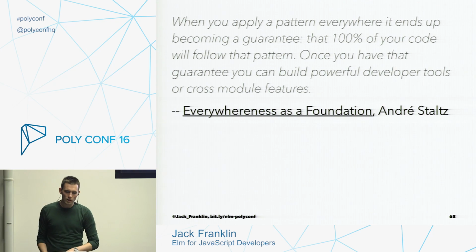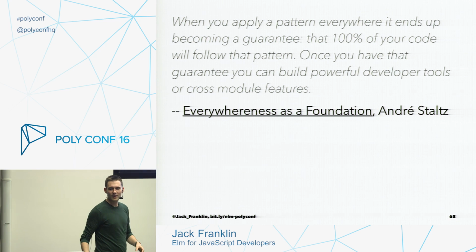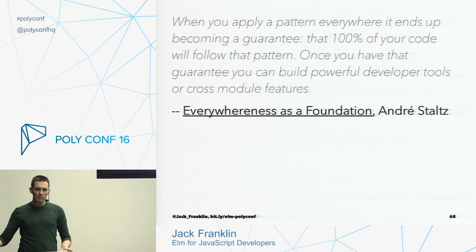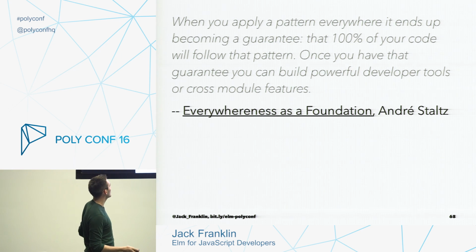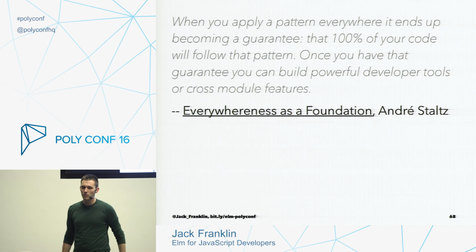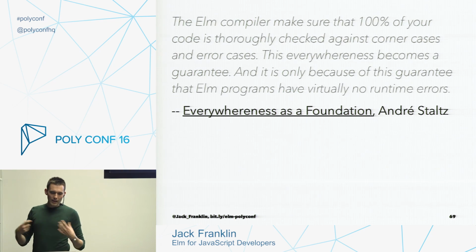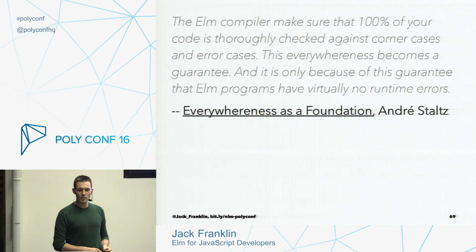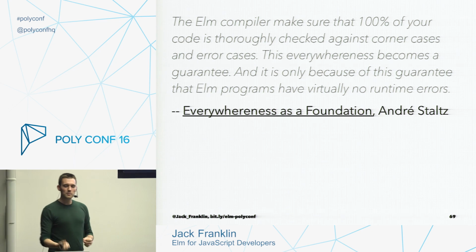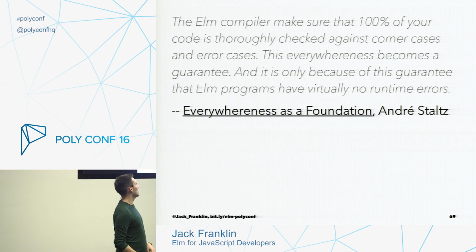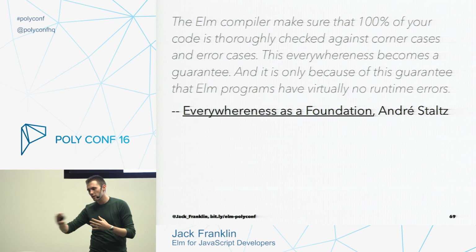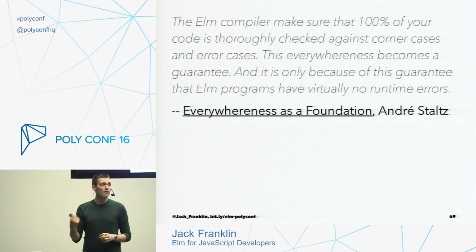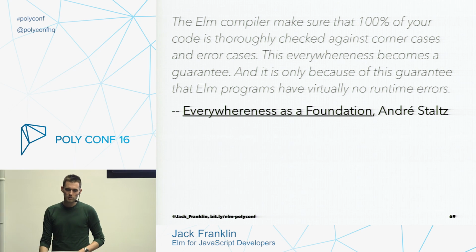And that is pretty bad contrast. Again, another blog post by this guy, I don't really know, "Everywhereness as a Foundation" by Andre, says, when you apply a pattern everywhere, it ends up becoming a guarantee that 100% of your code will follow that pattern. I highly recommend this blog post as well. The Elm compiler makes sure 100% of your code is thoroughly checked against corner cases and error cases. And it's because of this guarantee that Elm programs have virtually no runtime errors, which is really, really cool. Once you get rid of any potential nils and undefineds and all those things, and you type everything, it's really tricky to have an actual runtime error in your code, which is awesome.